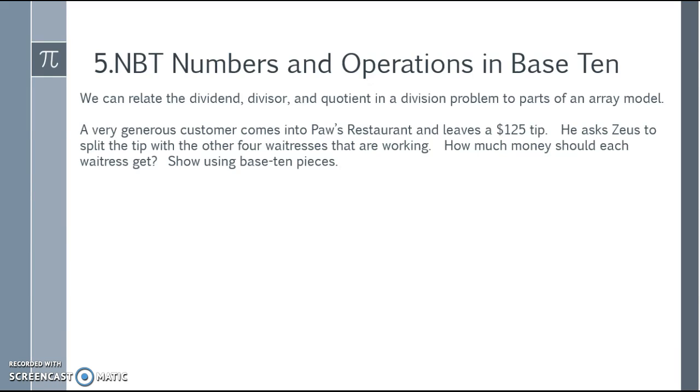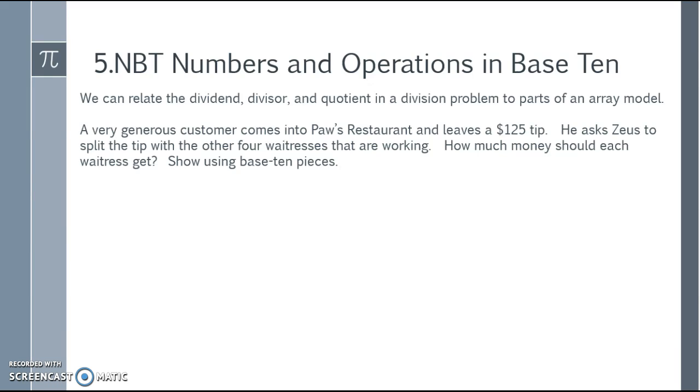A very generous customer comes into Paradisso's restaurant and leaves a $125 tip. He asks Zeus to split the tip with the other 4 waitresses that are working. How much money should each waitress get? Show using base 10 pieces.